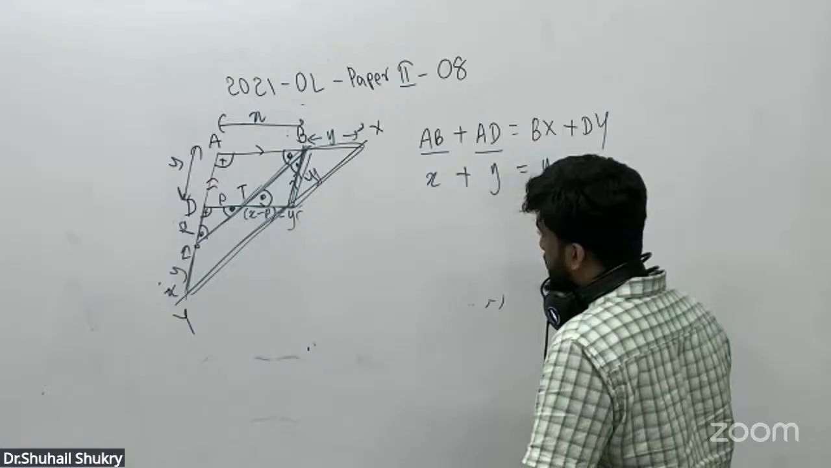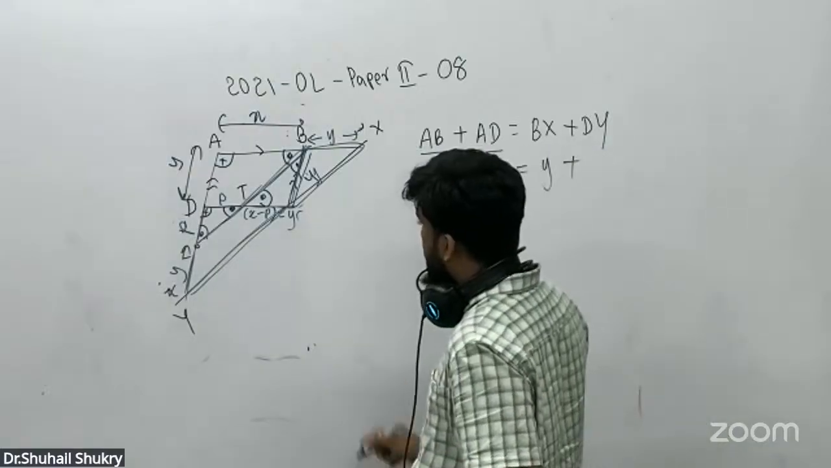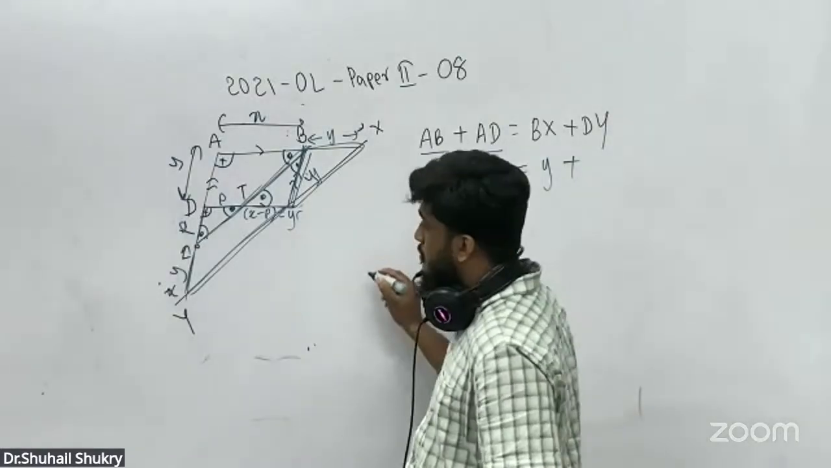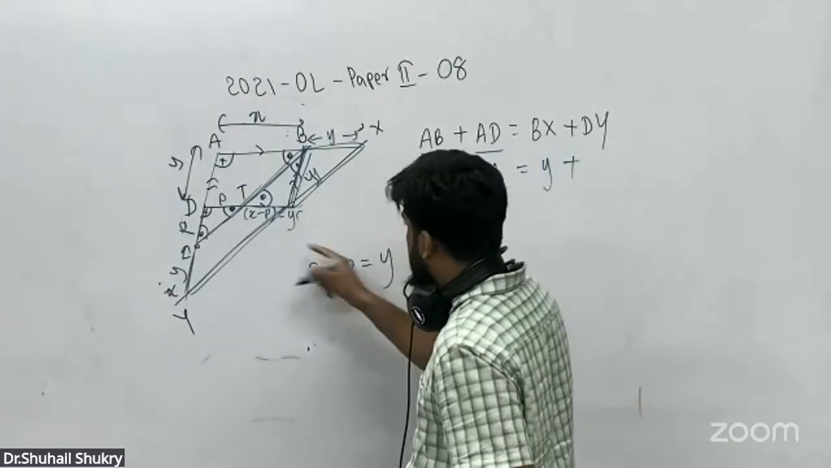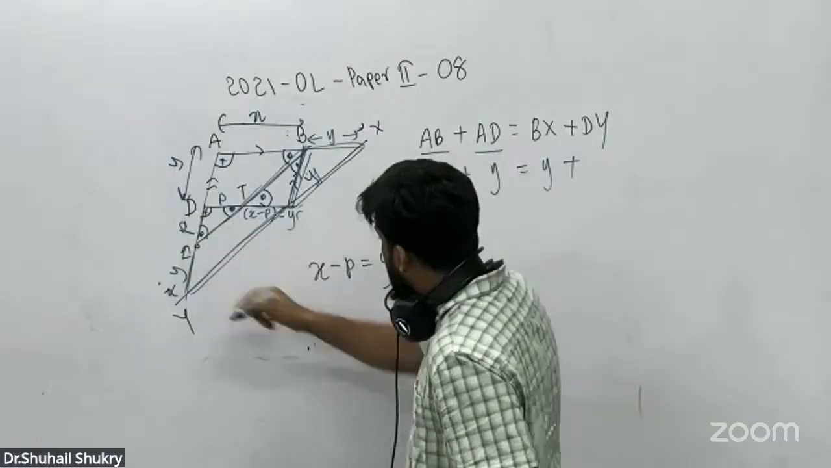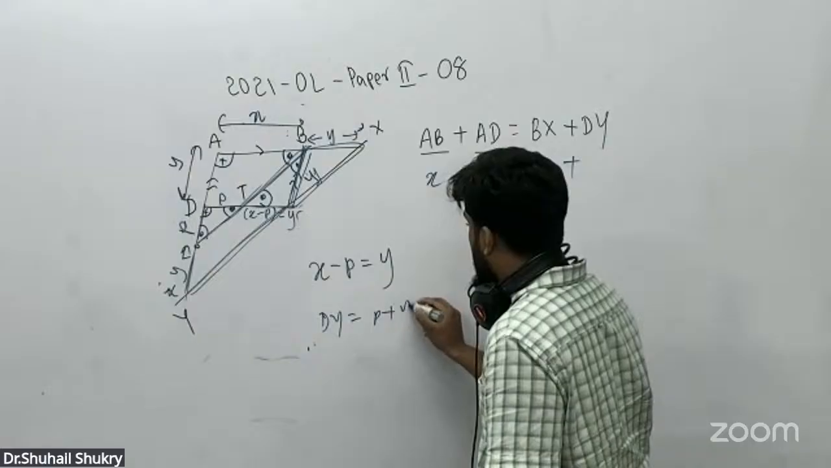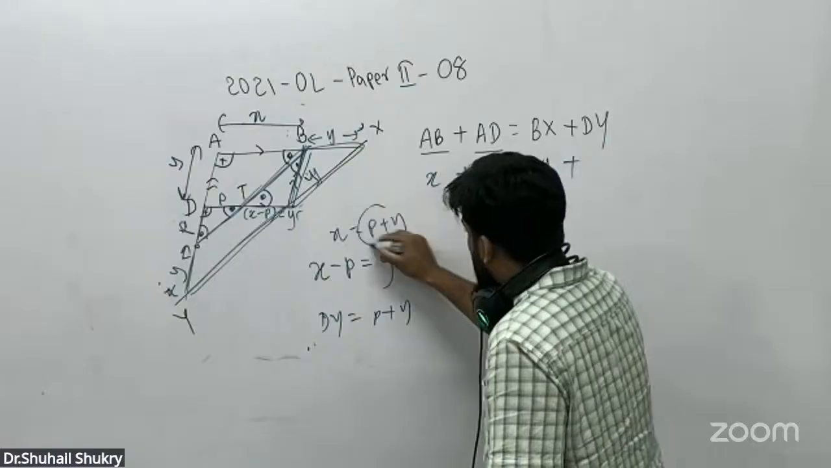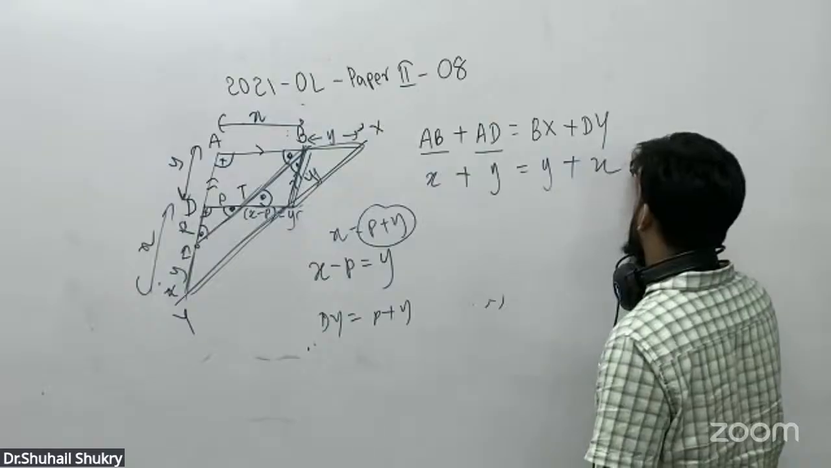Then for Y plus P and X, do we have a connection? What is the connection? X minus P is equal to Y. Then Y plus P is equal to what? X. X minus P is equal to Y we have found here. So DY length is P plus Y. So send the minus P to this side. So X is equal to P plus Y. So P plus Y is equal to X. So this is X. Now you have proved that.